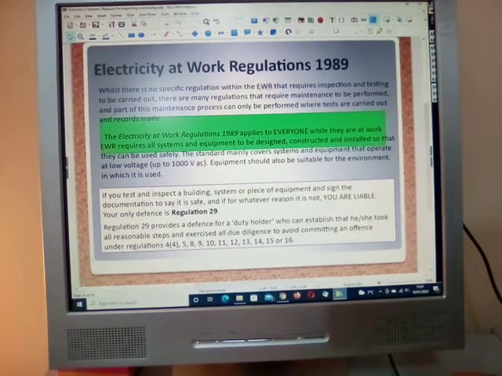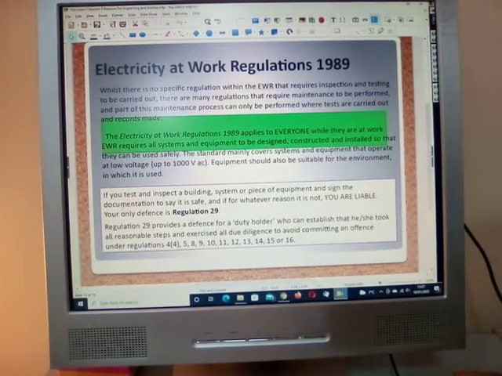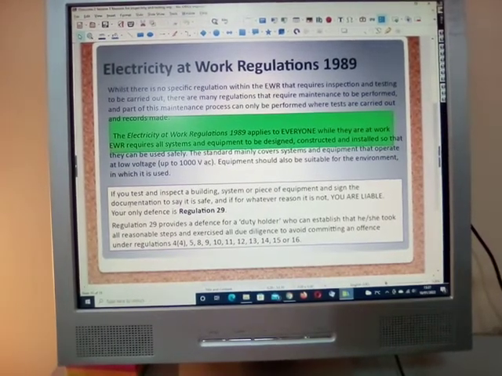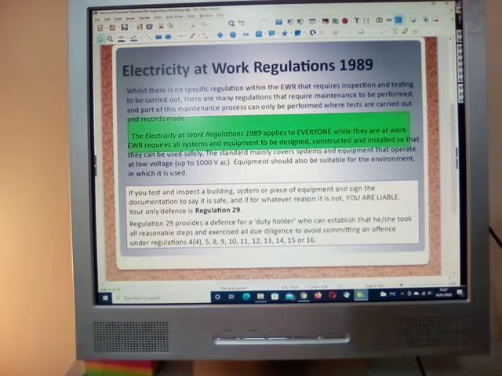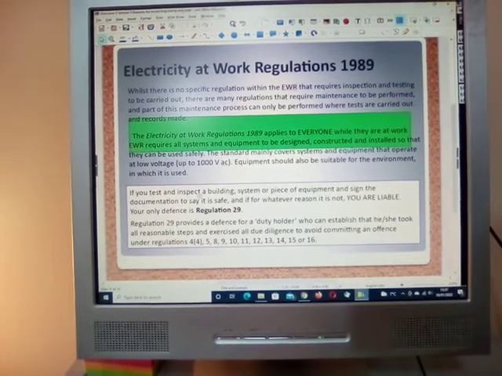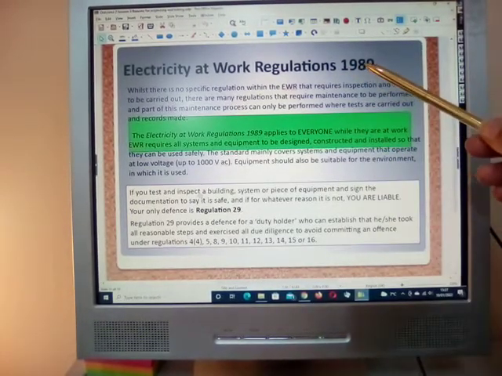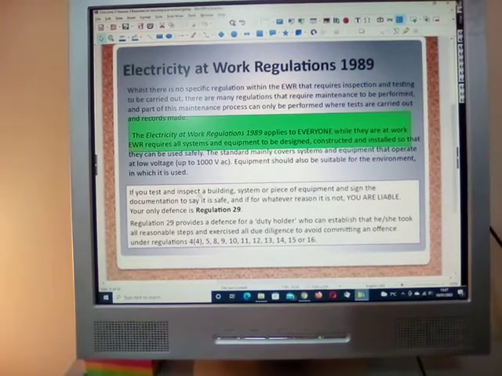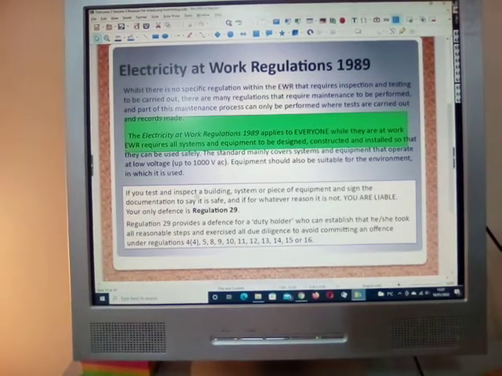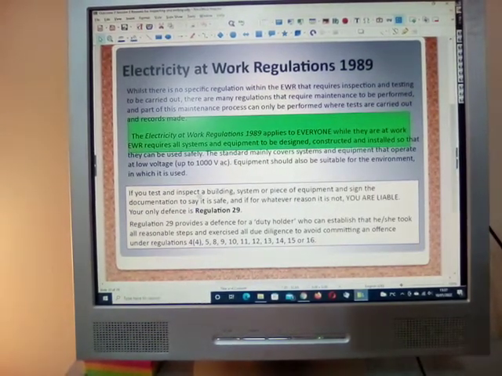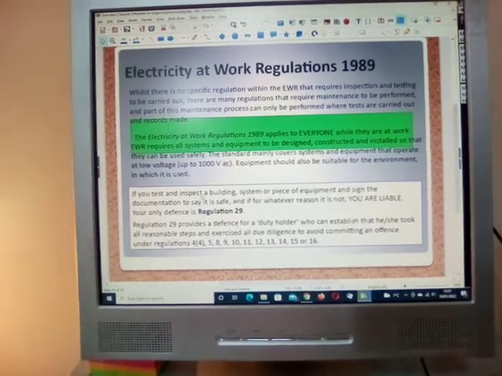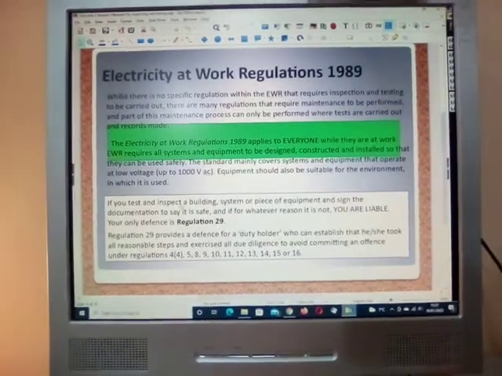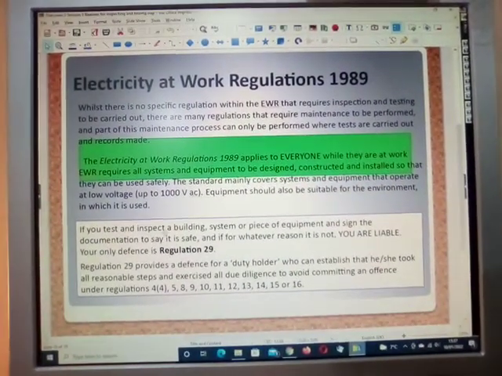Now Electricity at Work Regulations. I'm not going to read this out to you, but you can see the Electricity at Work Regulations 1989 Act. That is for you to read and to make yourself familiar with, because it is relevant to your work, it is relevant to your job. You have a responsibility for the safety of others. Make sure you comply with it.